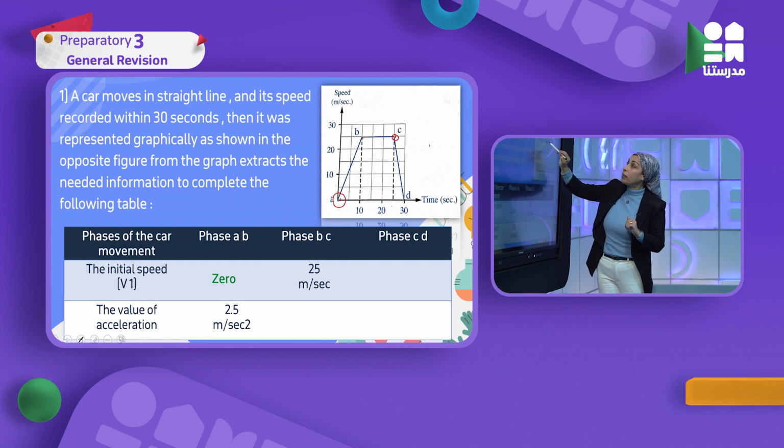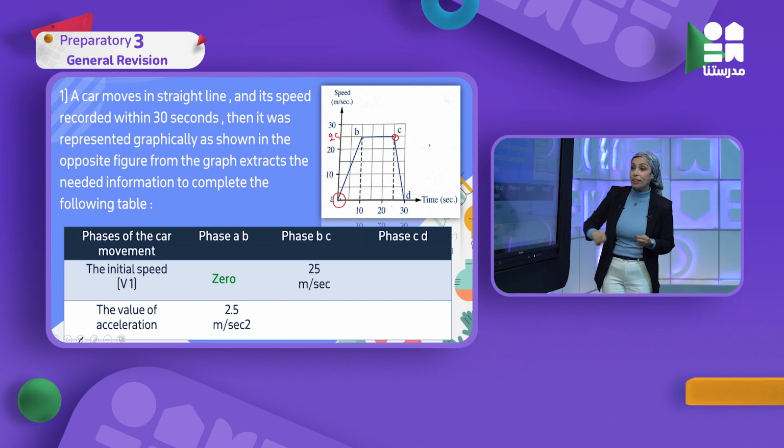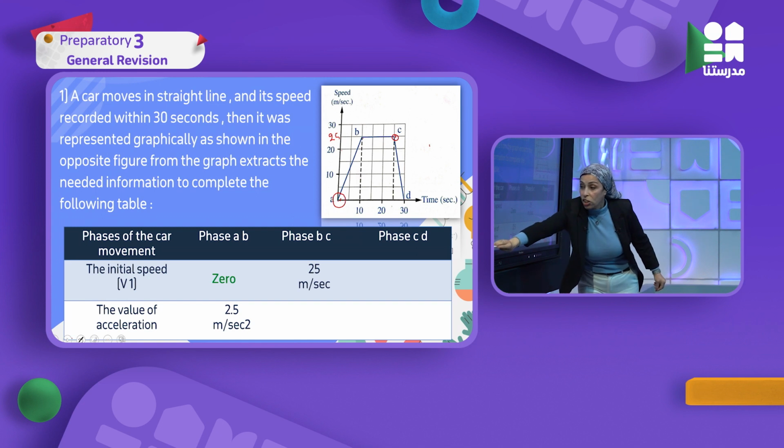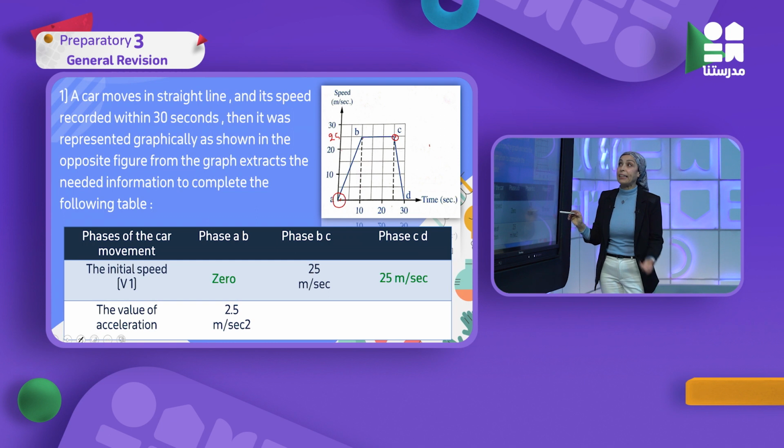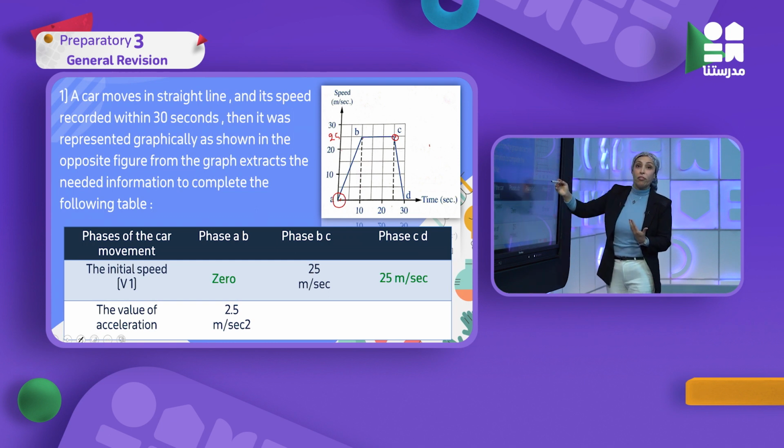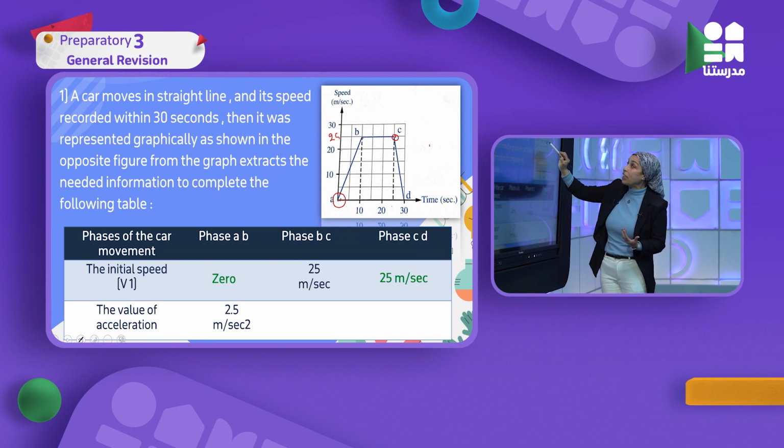How can I calculate it? Look at the graph here between 20 and 30. I said that you have to analyze the graph. يبقى هنا أنا عندي 25. Okay? So the speed here will be 25. Let's see. The initial speed, sure, it's 25 meter per second. How did I get it? From the graph, من الجراف بصيت. This is the initial speed of the second phase اللي أنا همشي فيها. So its initial speed is 25.